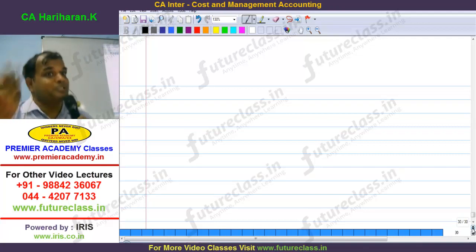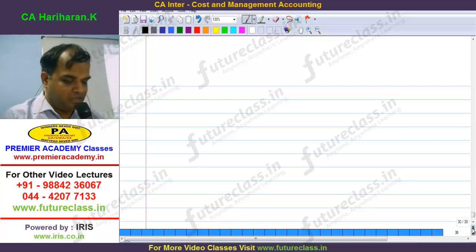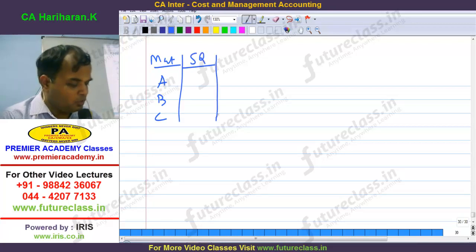In reality, everything is in rupees in lakhs; for our better understanding, they have given this. Shall we try? Now, an interesting one. First, with respect to material, what all materials? A, B, C. Standard quantity: 5,000, 3,500, 2,000.